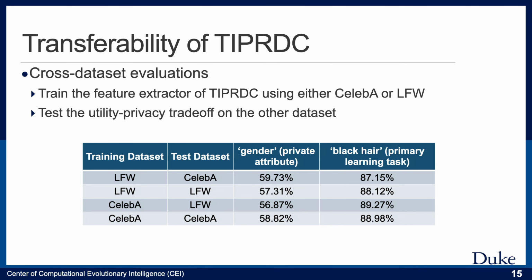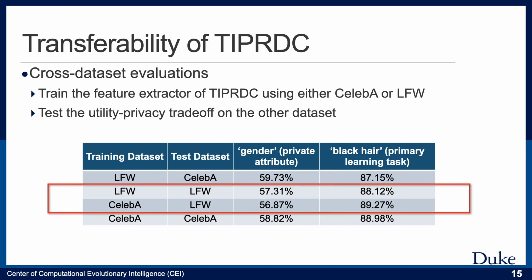Since we usually train the feature extractor before collecting the data from users, the transferability of the feature extractor also determines the usability of our method. We evaluate the transferability of our method by performing cross-dataset evaluations. In particular, we train the feature extractor using either CelebA or LFW, and then test the utility-privacy trade-off on the other dataset. As the table shows, the feature extractor that is trained using one dataset can still effectively defend against the private attribute leakage on the other dataset, while maintaining the classification accuracy of the primary learning task.